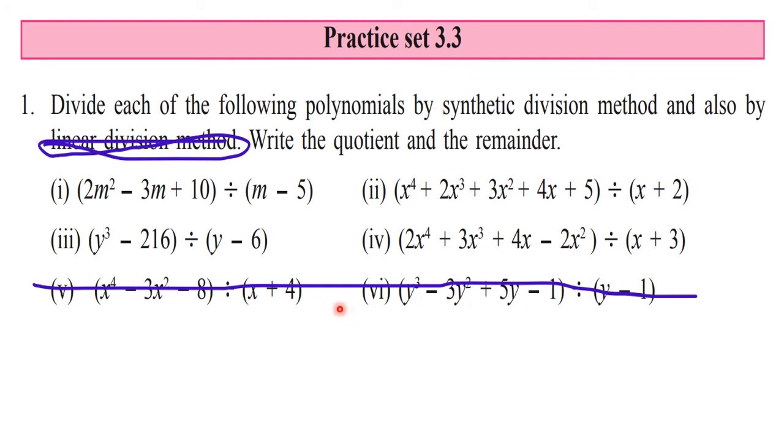But again here you have to make a change. Divide each of the following polynomials by synthetic division method and also by linear division method. Write the quotient and the remainder. So this linear division method, that word you cancel. Also here 6 examples are given. Out of these, question number 5 and 6 are under the reduced syllabus. So you will practice only these first 4 sums.